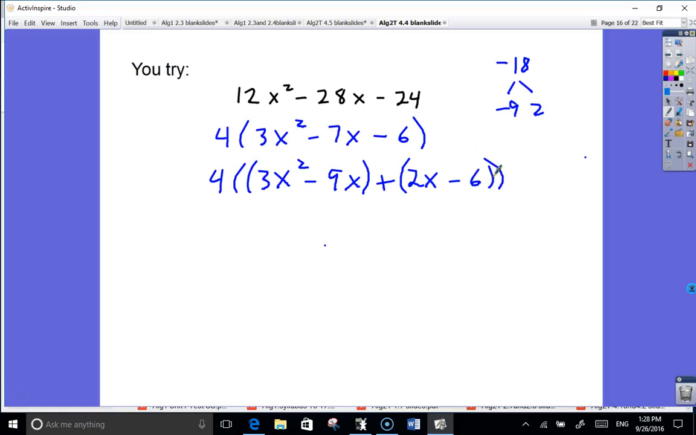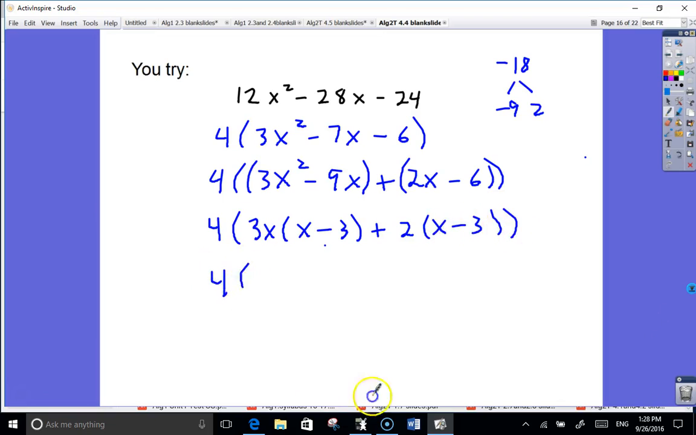Okay, now, factor the first set of parentheses. What is the greatest common factor? 3x times x minus 3 plus 2 times x minus 3. So we have 4, we have 3x plus 2, and we have x minus 3.